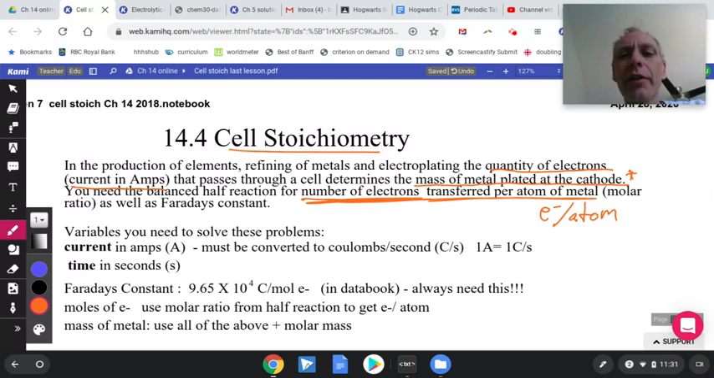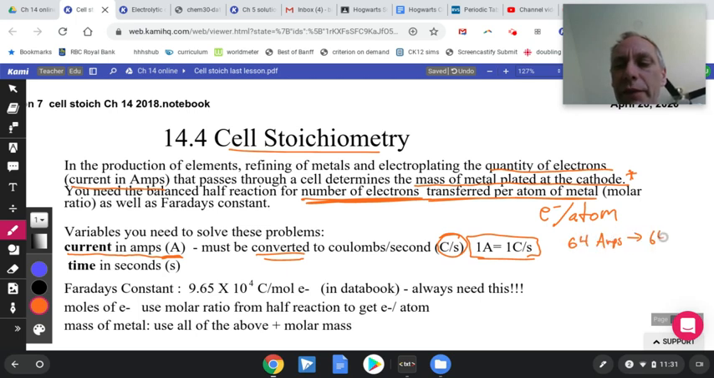So in cell stoichiometry, what do you have to remember? You have to remember that current, which is always given to you in amps, needs to be converted to coulombs per second. Amps doesn't work for us. It doesn't cancel out, but coulombs per second does. So the conversion is every amp gets switched to coulombs per second. So 64 amps becomes 64 coulombs per second, and that's useful.